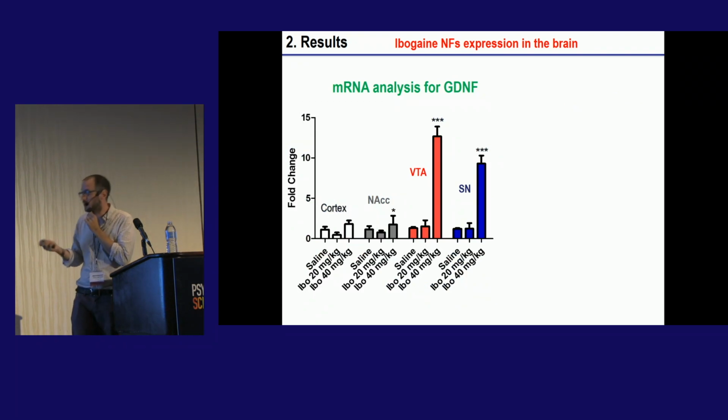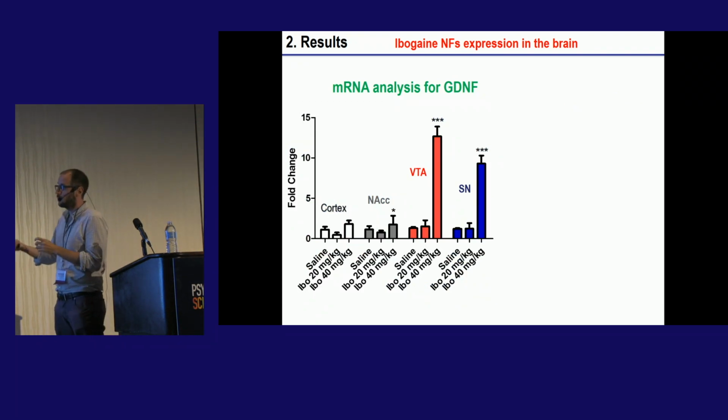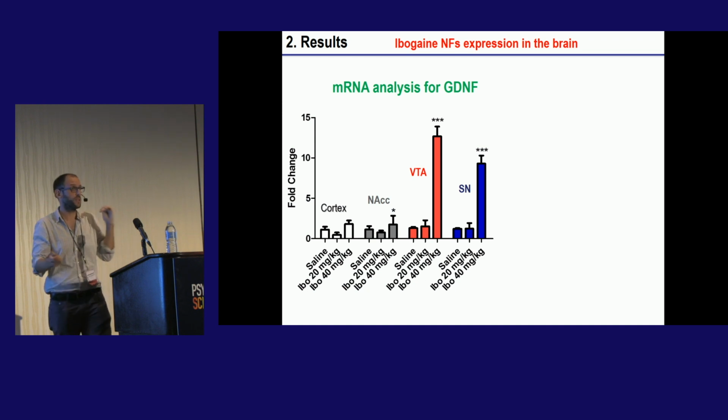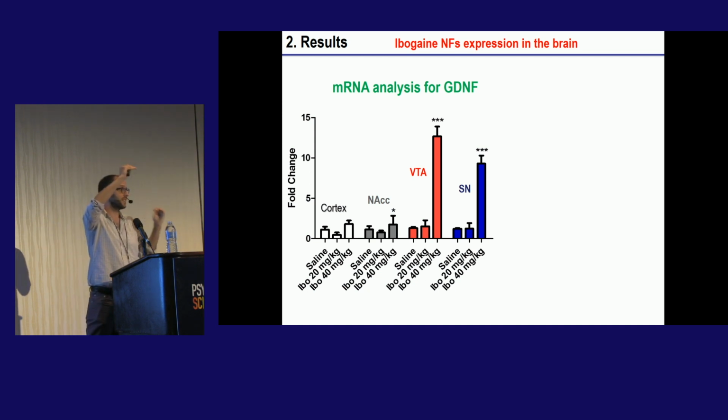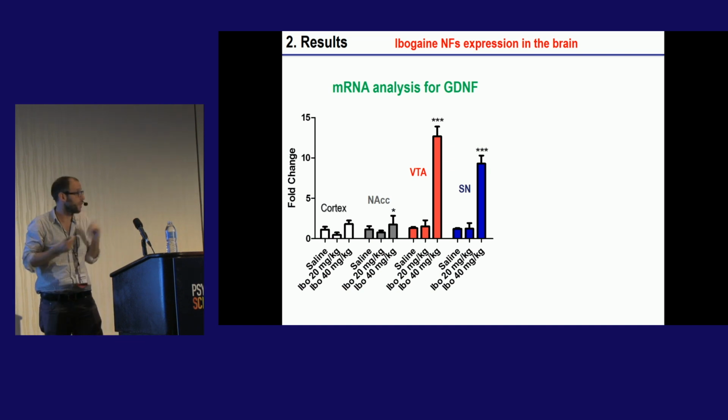So this is what we found. Here, this is our preliminary result. We are studying this with more animals. This is six animals for each group. Here, in different colors, you can see the cortex, nucleus accumbens, VTA, substantia nigra, and you see three columns in each one. The saline, that is no treatment. Okay, everything is compared to the saline here. So if in 20 milligrams you find a column that is higher, it's a higher expression of the protein. And if you find a column that is lower, it's a lower expression than when there is no treatment.